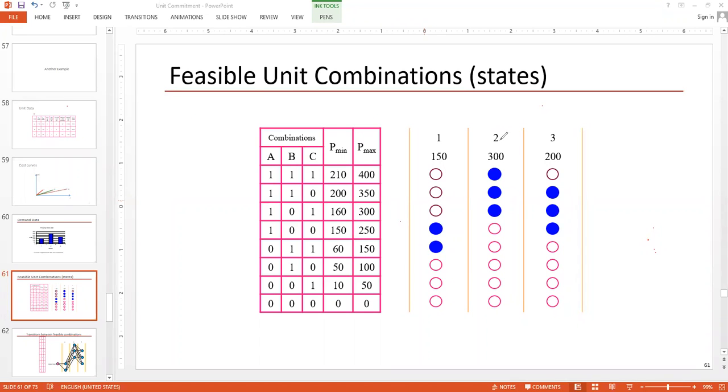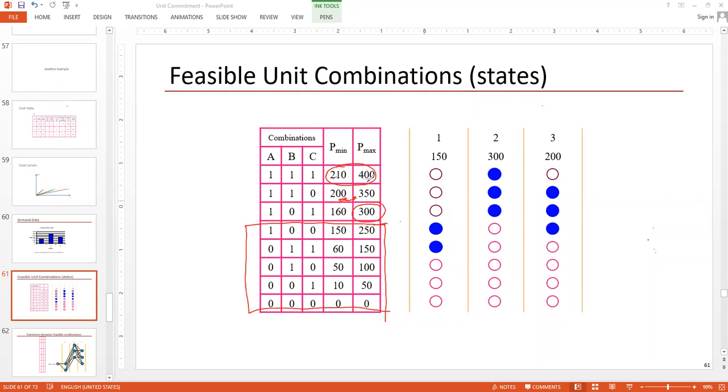At hour number 2, the demand increases to 300. So we apply the same thing. Up to this, it's not possible to satisfy 300 megawatt. This is possible. And here I can pick anything between these two. So that is possible. And here it is also possible. I can pick 300 among these two ranges.